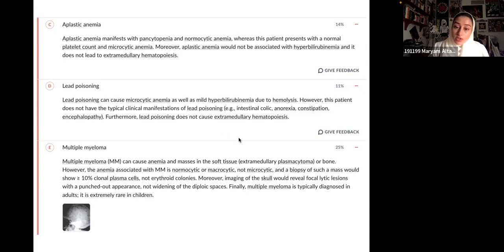Lead poisoning is another option. It causes a sideroblastic anemia, which we can talk about later if we have time. However, it usually presents with very vague GI and neurologic symptoms, which this patient doesn't have. And multiple myeloma could be a potential cause because you have expansion of bone spaces and all of these things. However, it does not make sense because it's very, very rare in children. So thalassemia points us more towards there. Also, usually myeloma is going to be a macrocytic, not microcytic anemia.